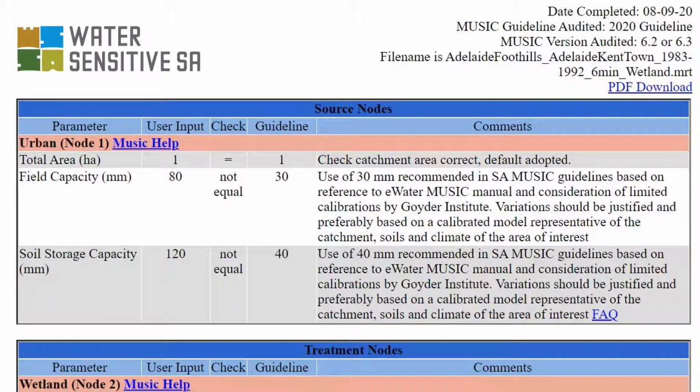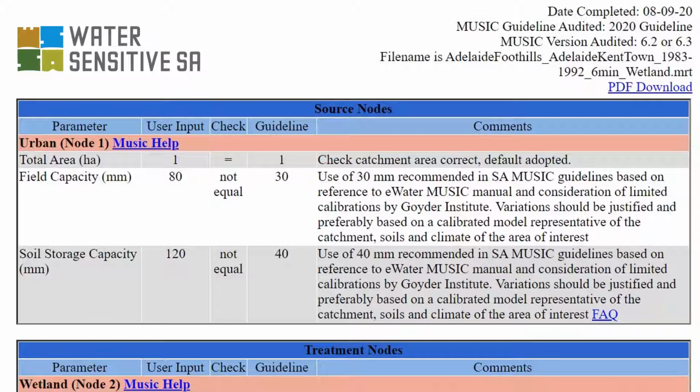What is the music auditor, you might be asking? Well, basically it's a tool that allows you to check the inputs that are entered into a music model. It's intended to complement the new South Australian music guidelines, which are shortly to be released.